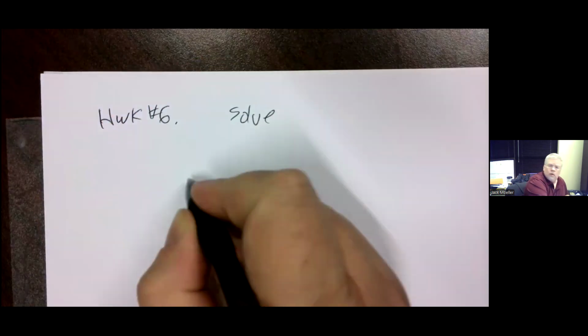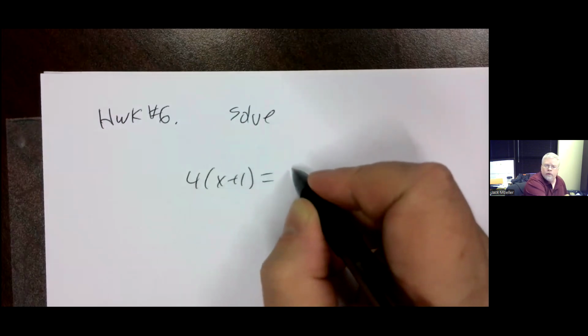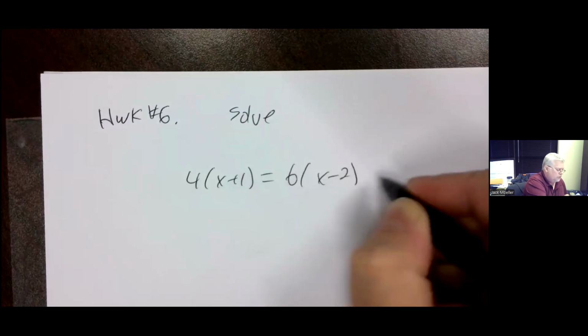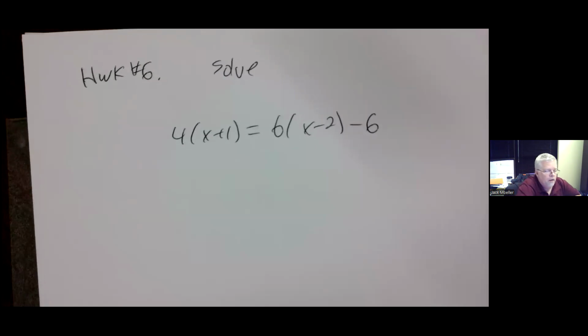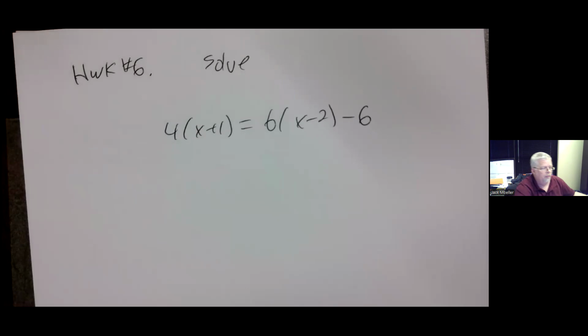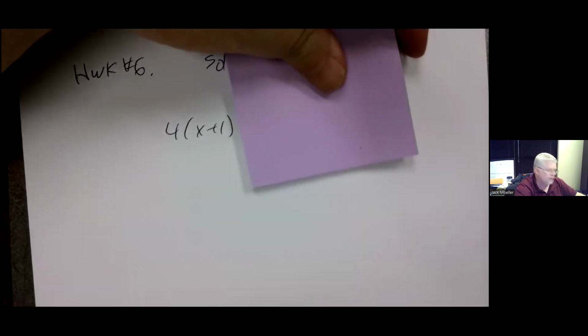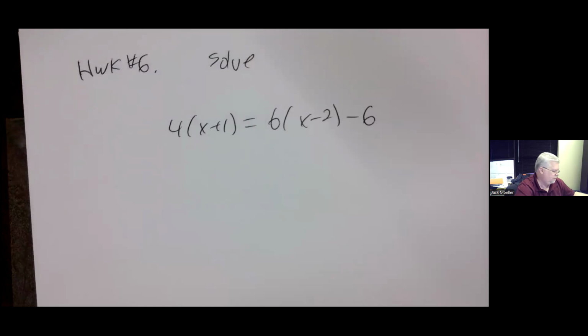Solving 4 times (x plus 1) equals 6 times (x minus 2) minus 6. All right, so what do we do first? Well, before we can do anything, we have a distribution on that side. We have a distribution on this side.